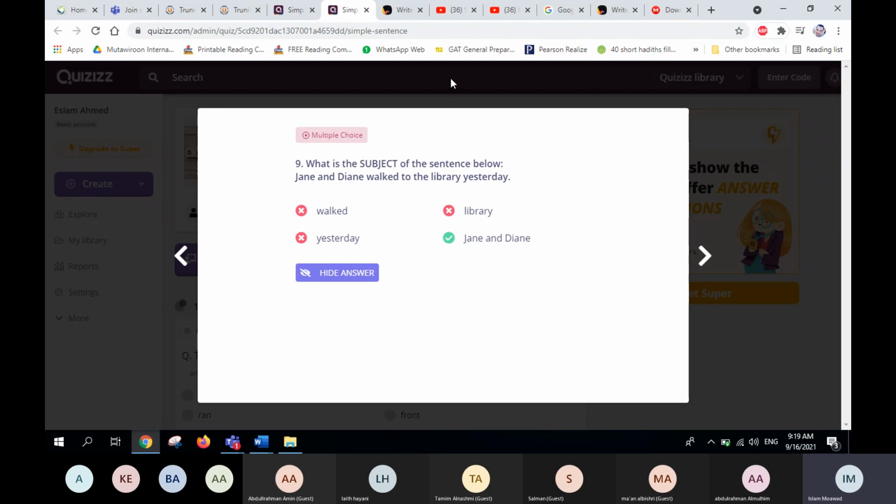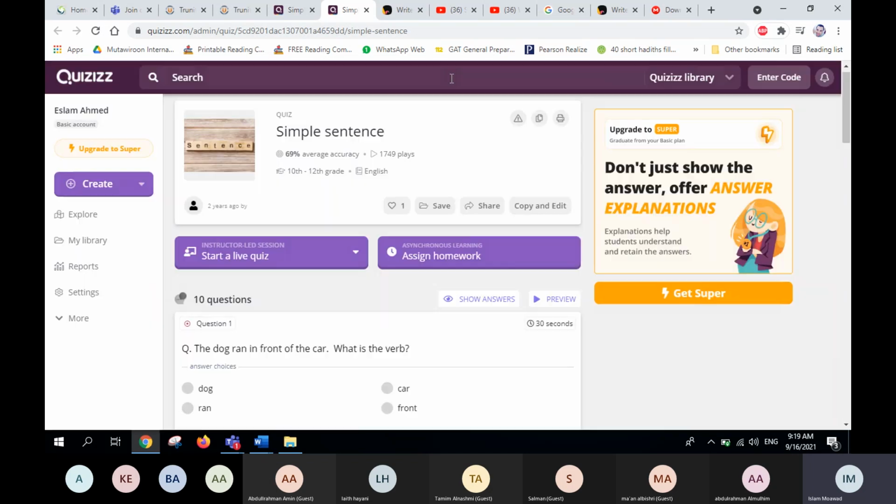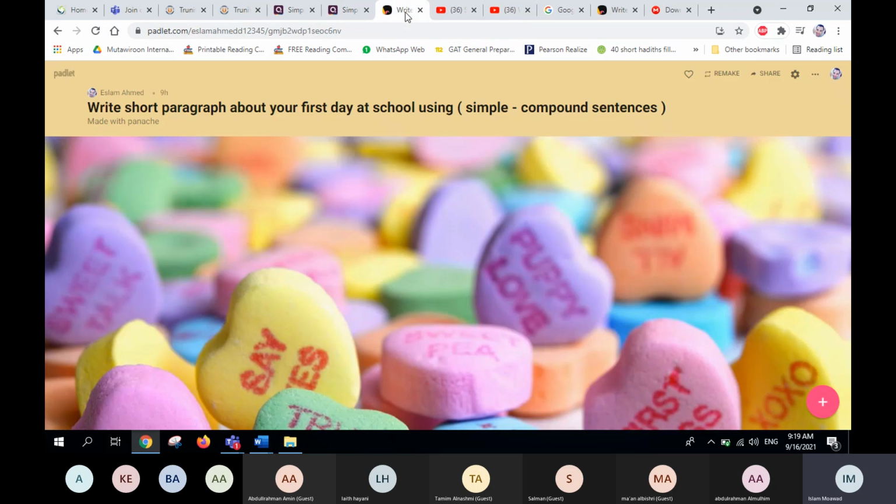We move to something practical. I want you to show that you understand the simple and compound sentence. I want to see it in your writing. So we're going to do a short exercise for 10 minutes. You're going to write a short paragraph about your first day at school, using simple and compound sentences. So you have 10 minutes. It's a short paragraph. Write your experience, but make sure that I can tell how many sentences you used, as much as you can in 10 minutes.